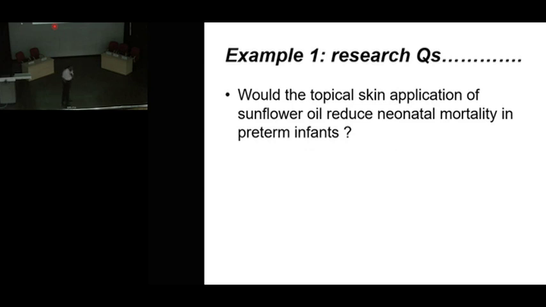What's your outcome? Neonatal mortality, which clearly implies that you must die within 28 days of your life. So that's kind of by itself.